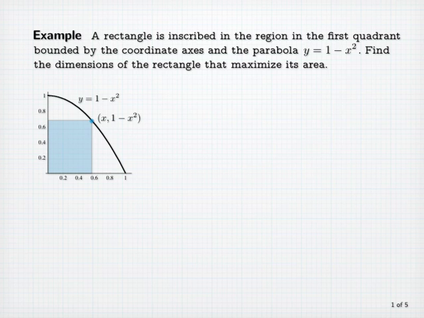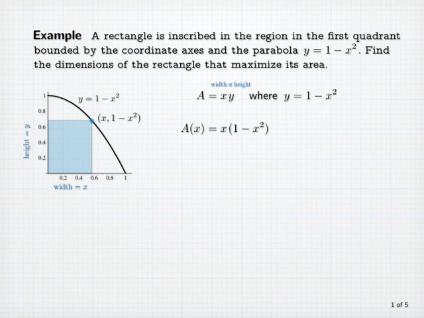Now let's label the corner that touches the parabola with coordinates x, 1 minus x squared. Notice that the width of the rectangle is the x coordinate of that point, and its height is the y coordinate, 1 minus x squared. So the area of the rectangle, width times height, is simply x times y, where y is equal to 1 minus x squared. By substituting y equals 1 minus x squared into the area formula, we obtain the area as a function of x alone.